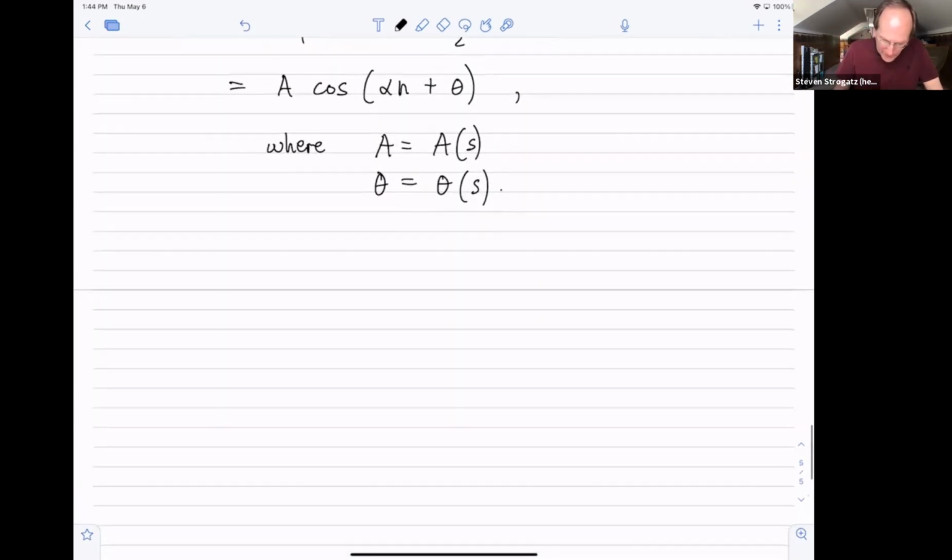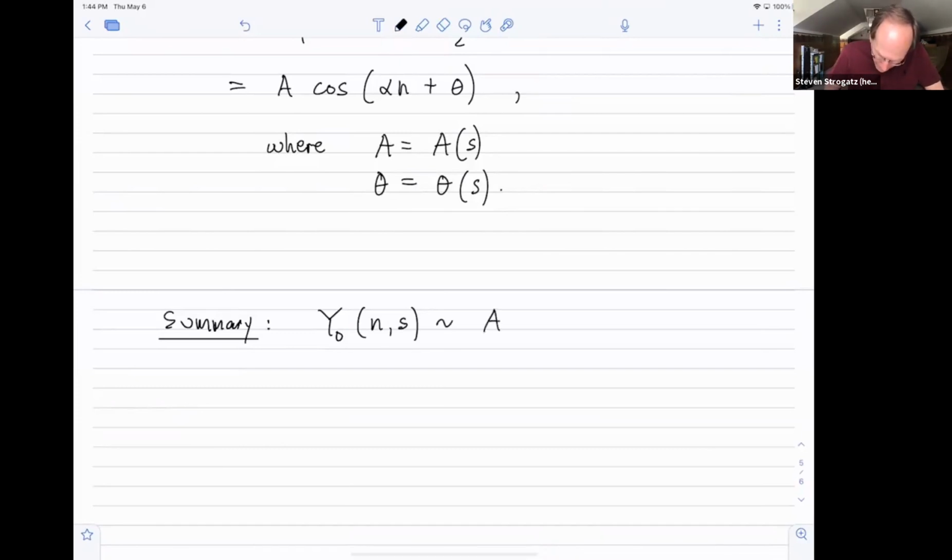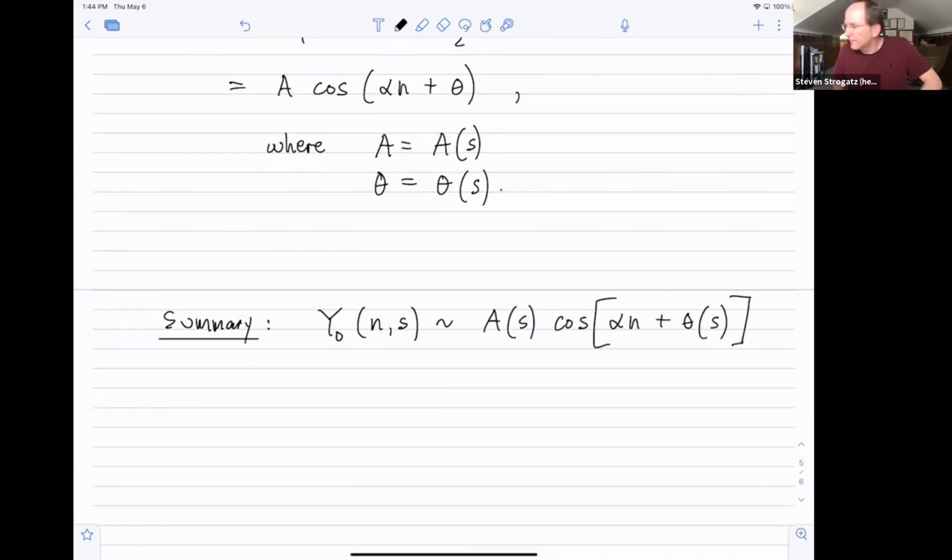All right, so let me just summarize that then. Summary so far, that y0, our lowest order solution, y0 of n comma s, is asymptotic to something of the form A of s cosine of alpha n plus theta of s, where we had this quantity alpha introduced in such a way that cosine of alpha is related to the original step size, or the parameter omega, by cosine alpha equals 1 minus omega squared. Okay, so that's what we have so far.